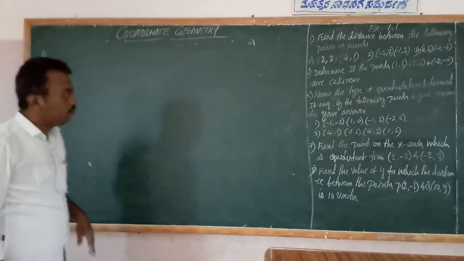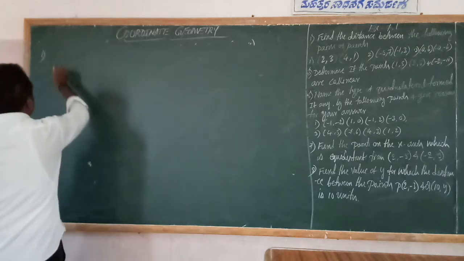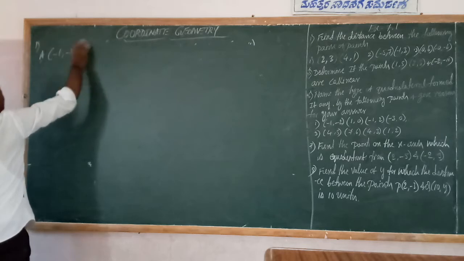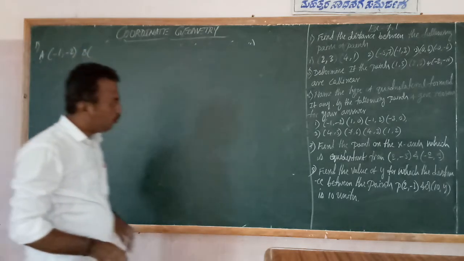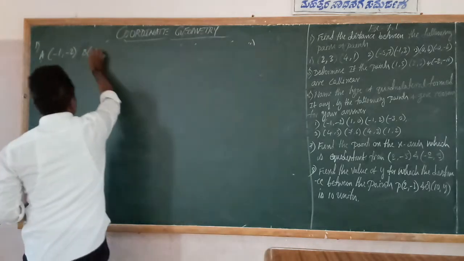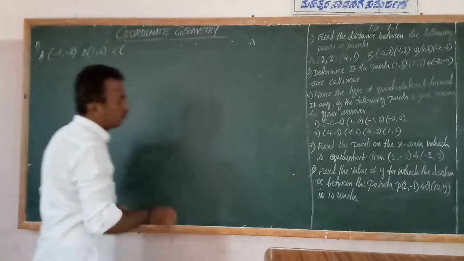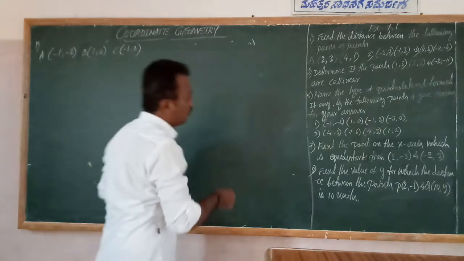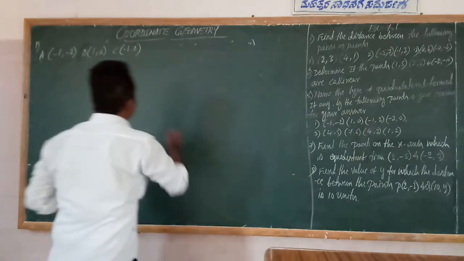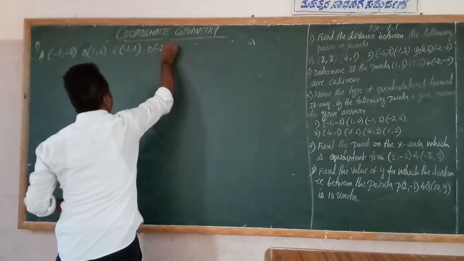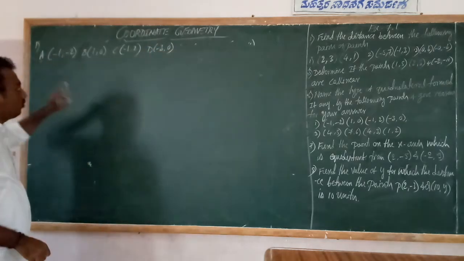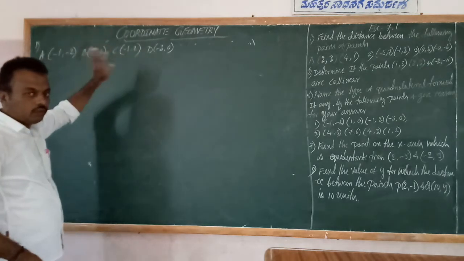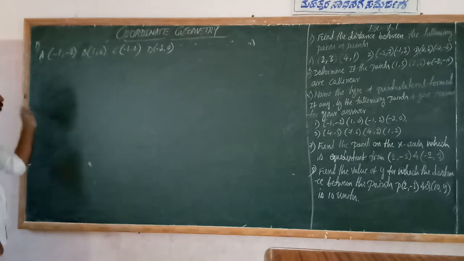Okay, so number 1: A is -1 comma -2, B is 1 comma 0, C is -1 comma 2, and D is -3 comma 0. They are given 4 points. We have to use AB, BC, CD and AD, these 4 side lengths, and after that the diagonals' lengths.